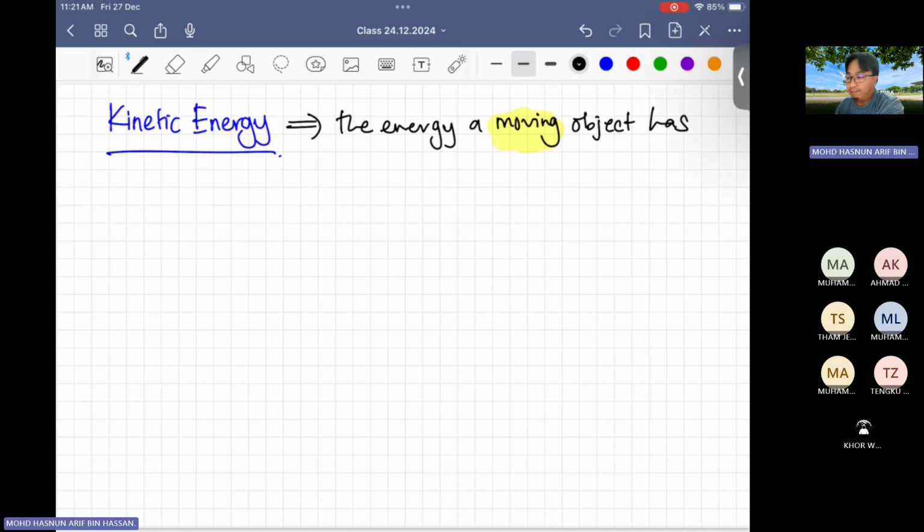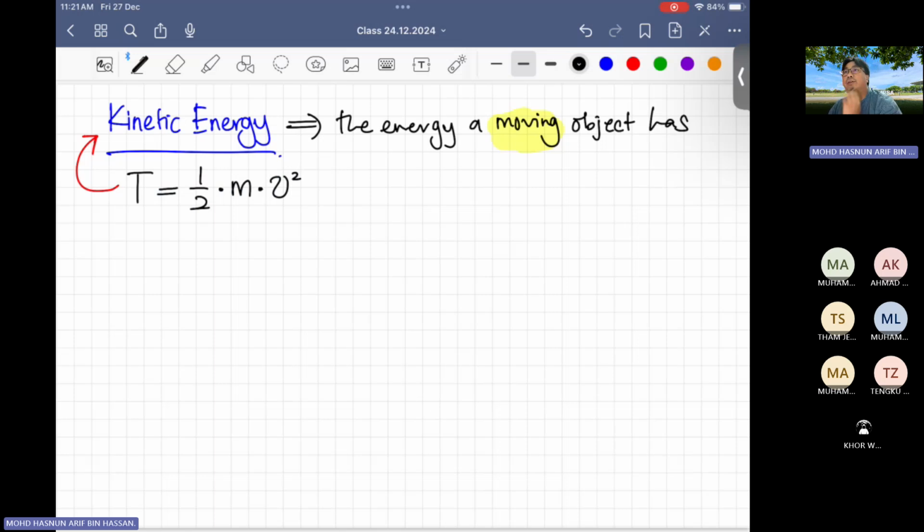Yes, 1/2 mv square. So in dynamics, we will use the symbol T for kinetic energy. So the formula will be T is equal to 1/2 times m times v square. M is the mass, V is the velocity. Okay, this is what you have learned before in physics.